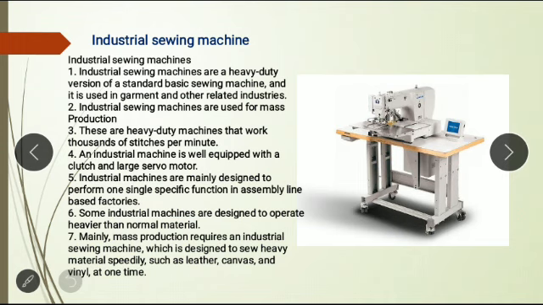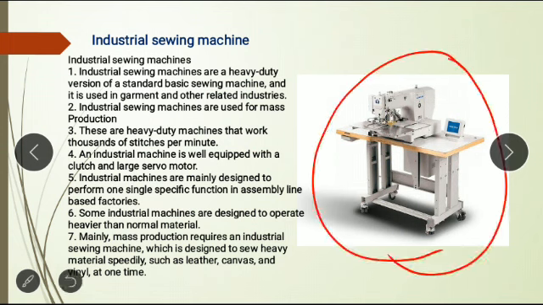Now we have the other type, that is the industrial sewing machine. Industrial sewing machines are heavy duty machines. You can see they do heavy work. We use these machines in industries for mass production, like when we have to make 1 lakh or 2 lakh pieces of a product. They have computerized chips. They can feed 10 to 30 designs at a time.